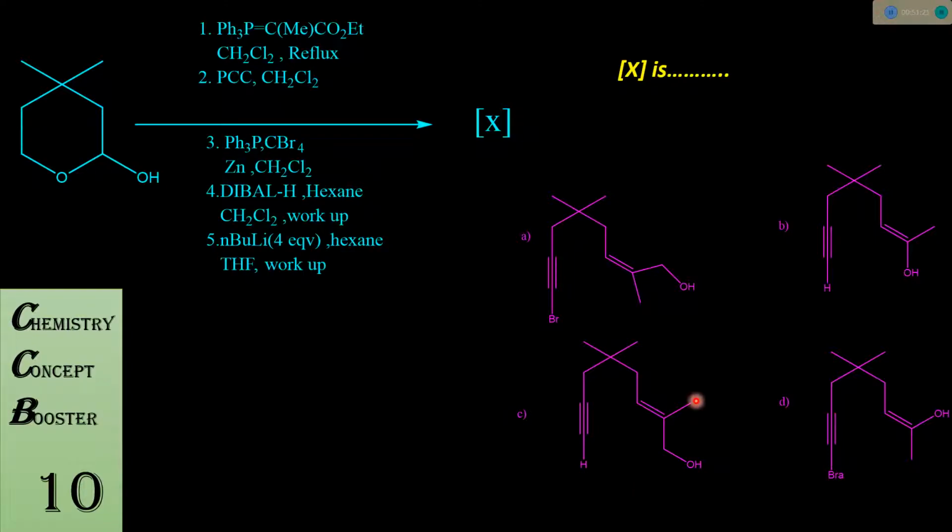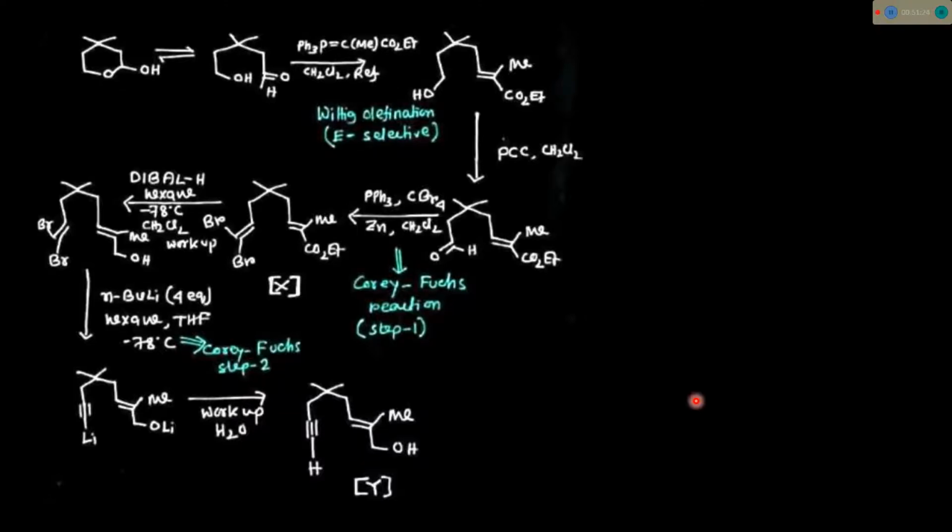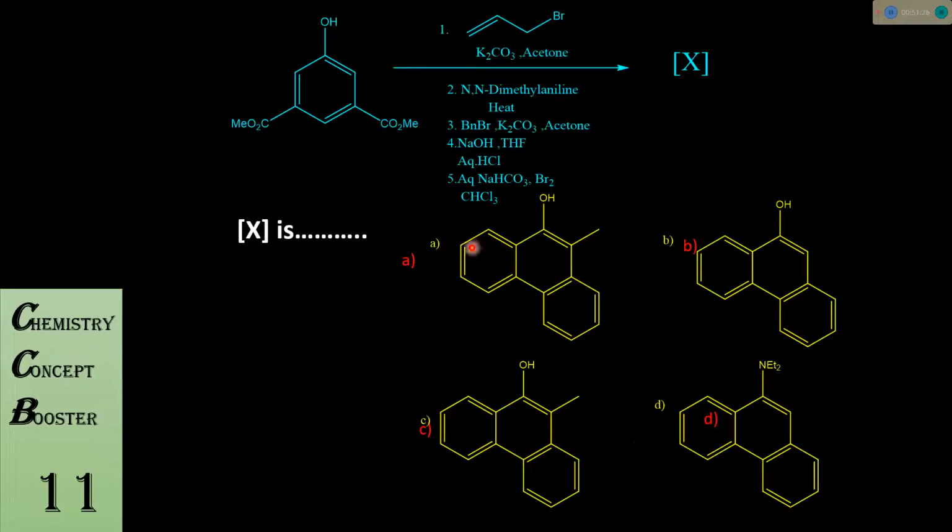So let's move to the next question. This is chemistry concept booster 11. This is a 3,5-dihydroxy diester. Allyl bromide is there, N,N-dimethylaniline heat. BnBr means benzyl bromide, and last aqueous NaHCO3, Br2, CaCl2. So these are the reagents.